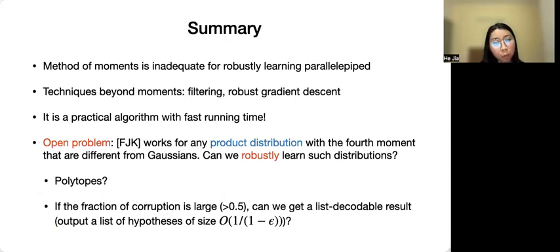In conclusion, we've seen that the method of moments is inadequate for robustly learning parallelepipeds. So we came up with some techniques beyond moments, for example, filtering and robust gradient descent. And our algorithm is a practical algorithm with fast running time. The number of samples has a dependence on D of D squared, and the running time is linear in the sample complexity.